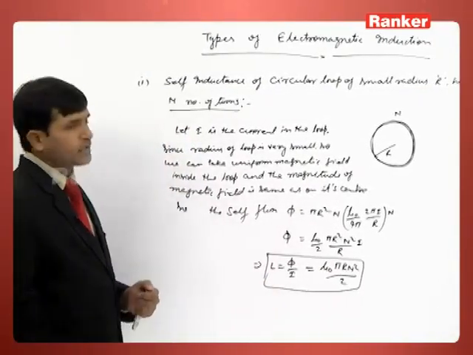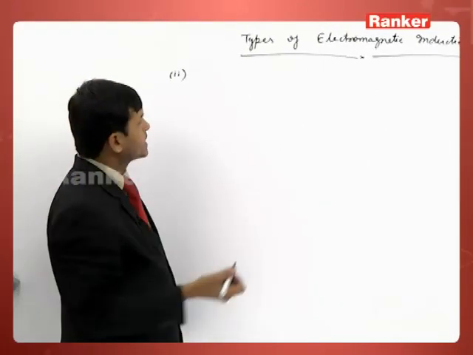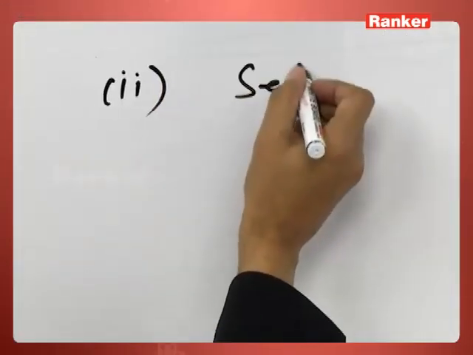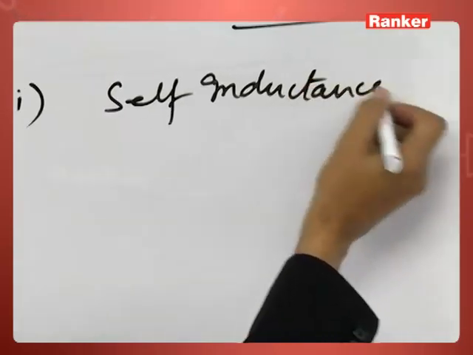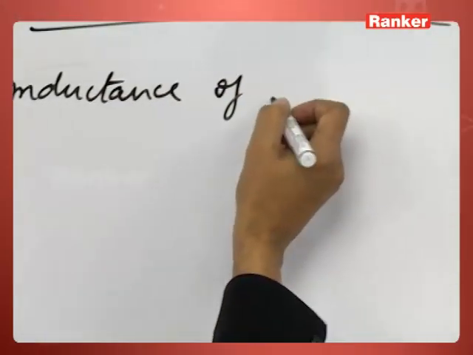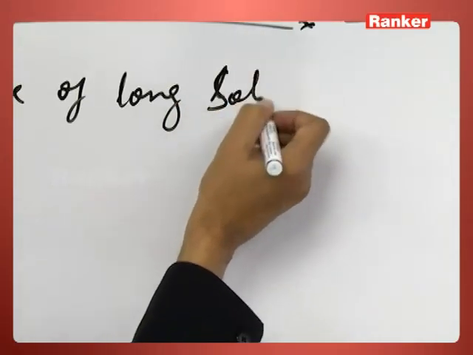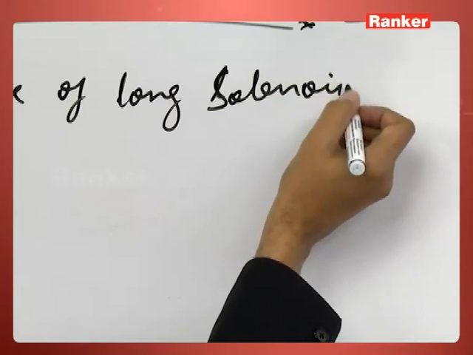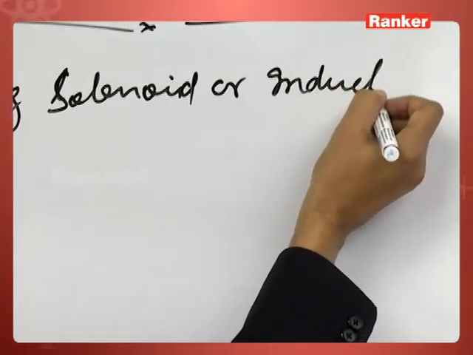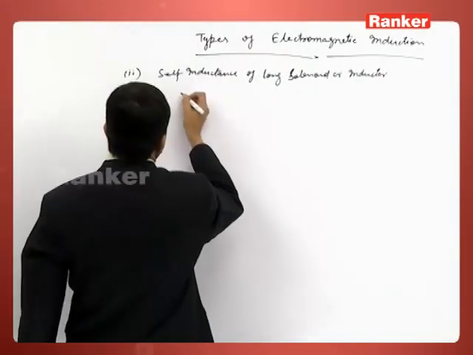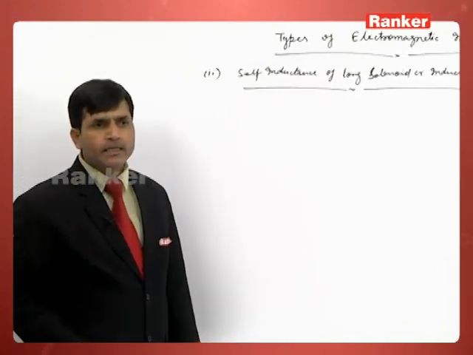Similarly, now see another case. Now see the second one: self-inductance of a long solenoid or inductor. A solenoid we can also call an inductor. Self-inductance of a long solenoid or inductor.